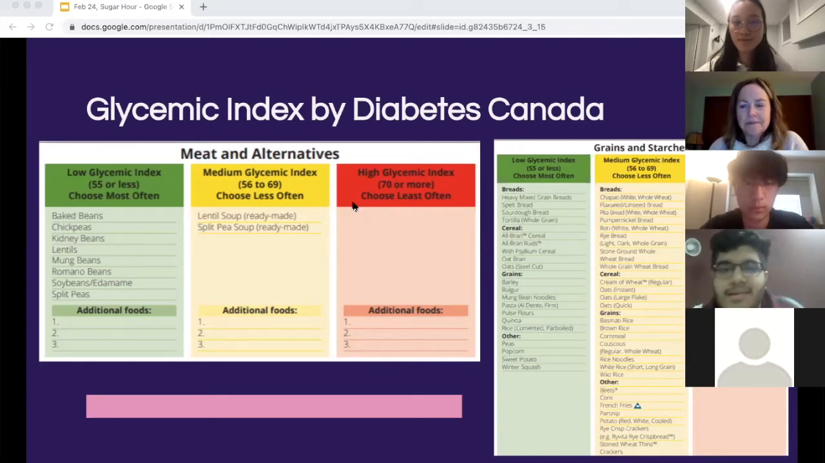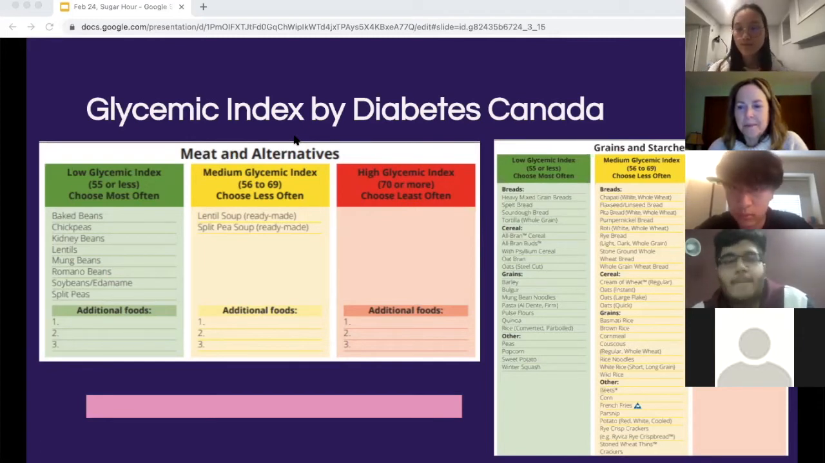An example I see over here is in the grains section. White bread has a very high glycemic index. This means that as soon as you eat that white bread, it's going to basically turn into sugar in your blood very, very fast. Whereas if you were to get something like sourdough bread or heavy mixed grain bread, it's going to take a lot longer for your body to digest and break down those sugars and release them to your bloodstream. And so that's a little better as an alternative than the white bread.